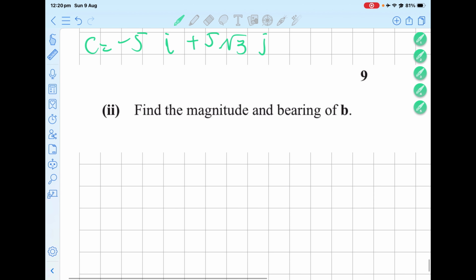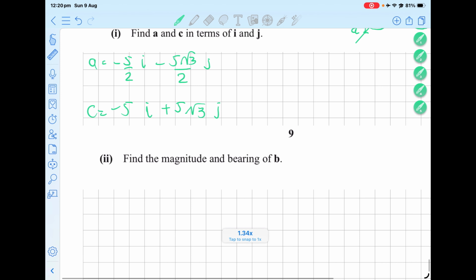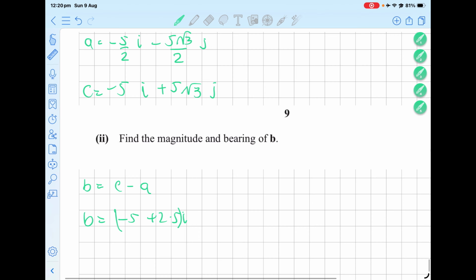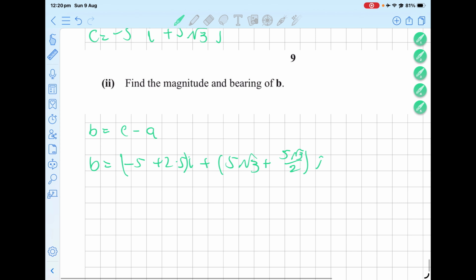So for b, b is equal to c minus a. b is equal to minus 5 plus 2.5 i, and then 5 root 3 plus 5 root 3 over 2 j. So b is equal to minus 2.5 i and 7.5 root 3 j. So now we just need to find out the magnitudes.